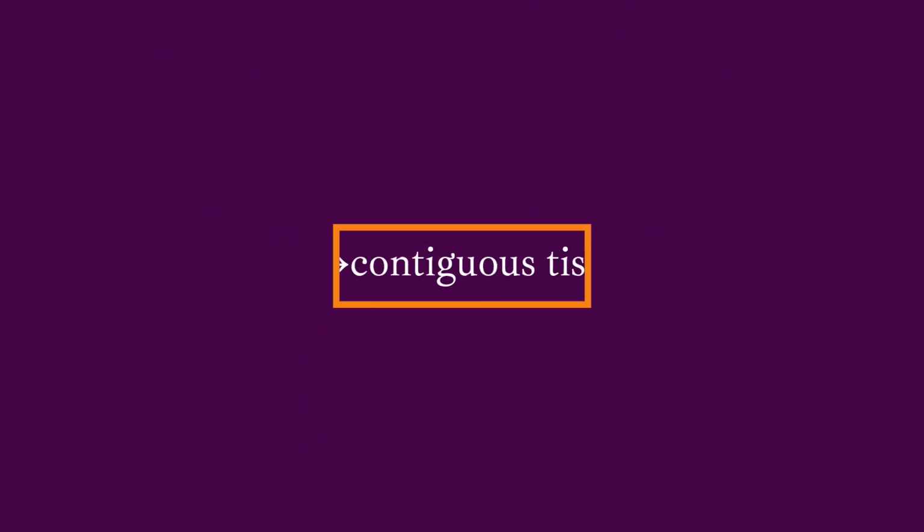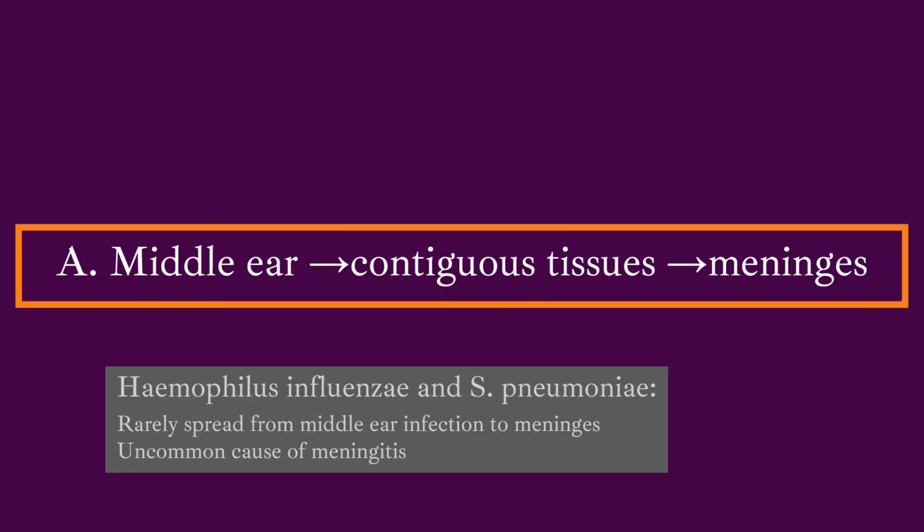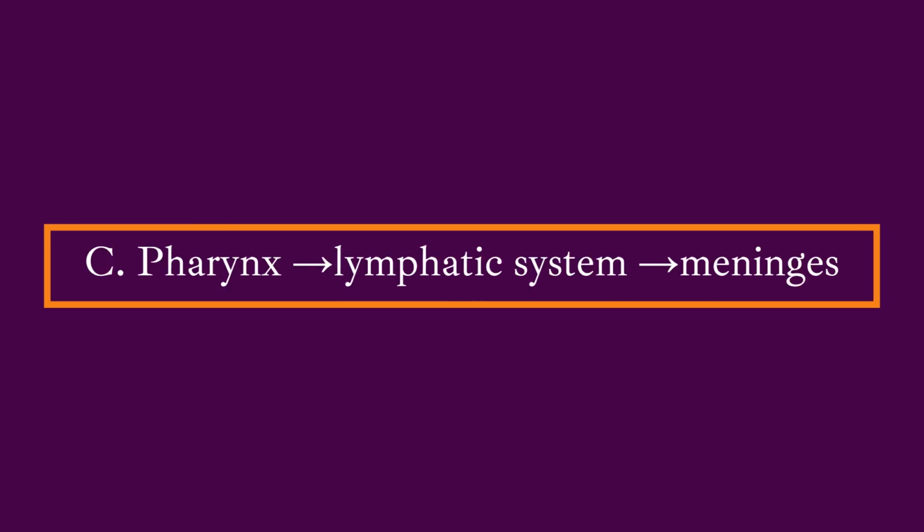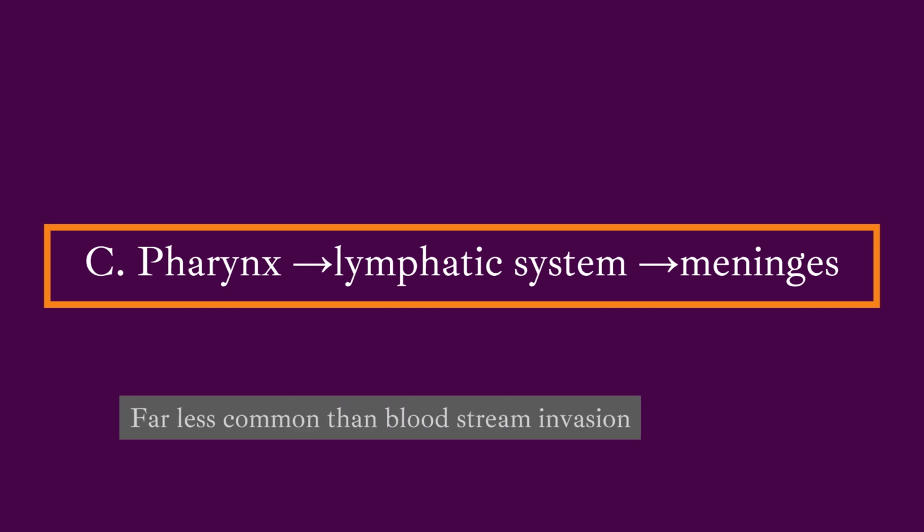Choice A cannot be the answer because Haemophilus influenza and strep pneumoniae can rarely spread into the meninges from a middle ear infection. However, an ear infection is very uncommon cause of meningitis. Choice C cannot be the answer because spread from the pharynx through the nasal lymphatics to the subarachnoid space may contribute to some cases of bacterial meningitis. However, this route is thought to be far less common than bloodstream invasion with subsequent hematogenous spread.